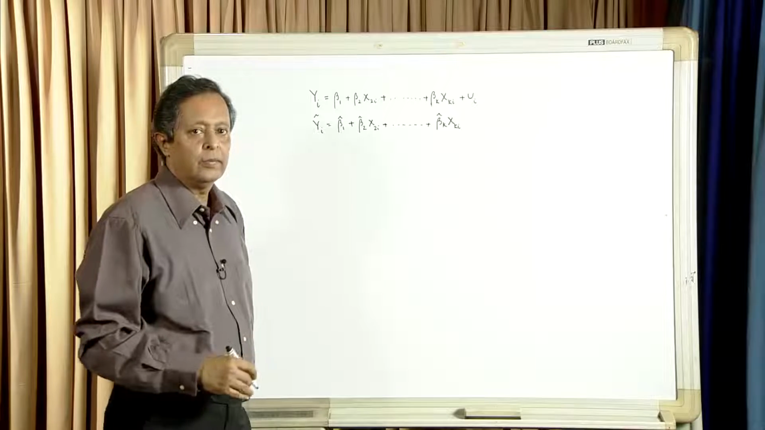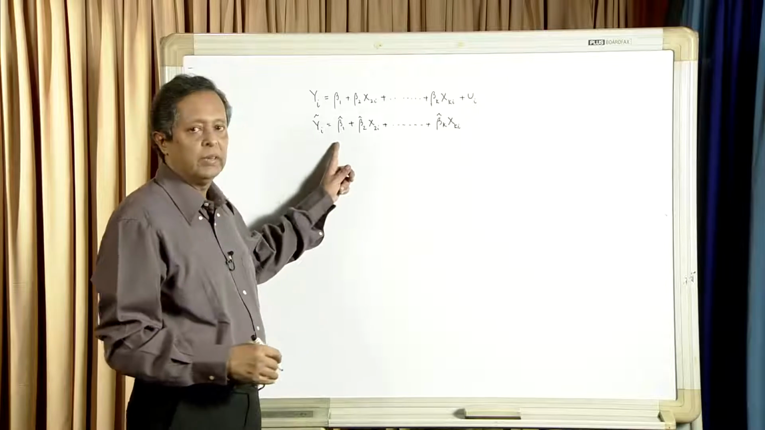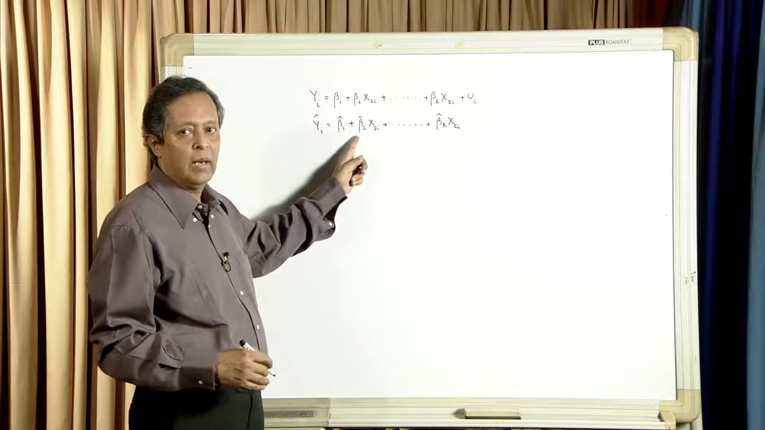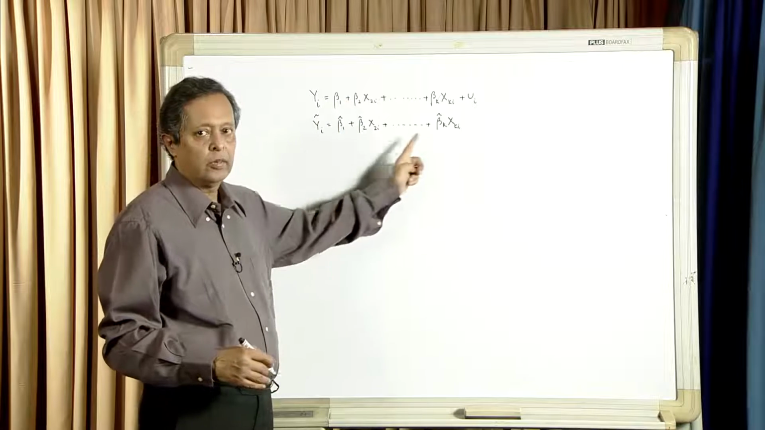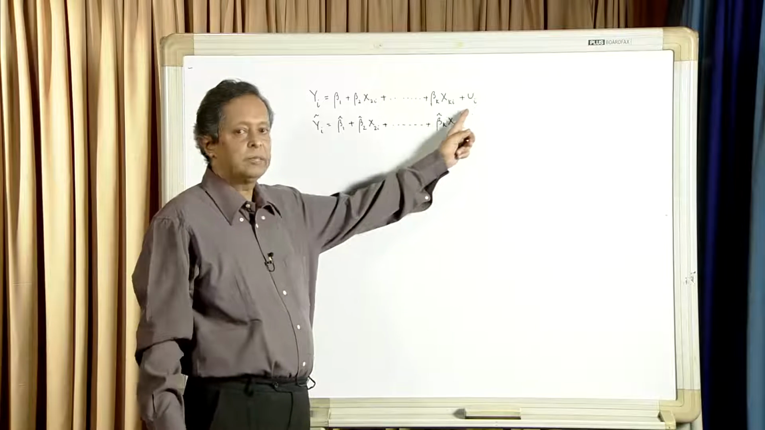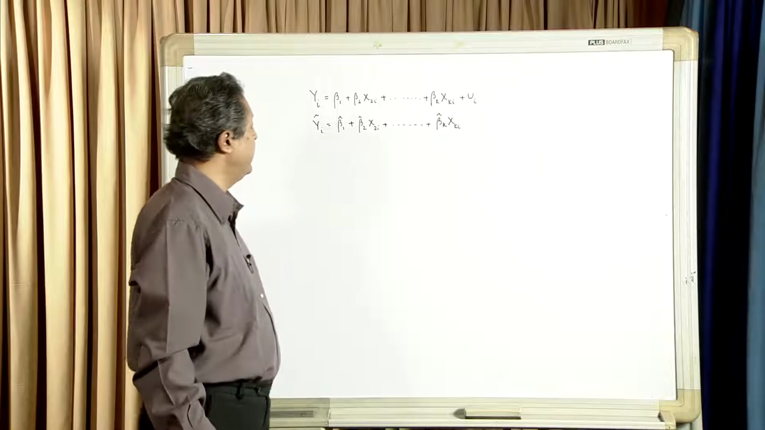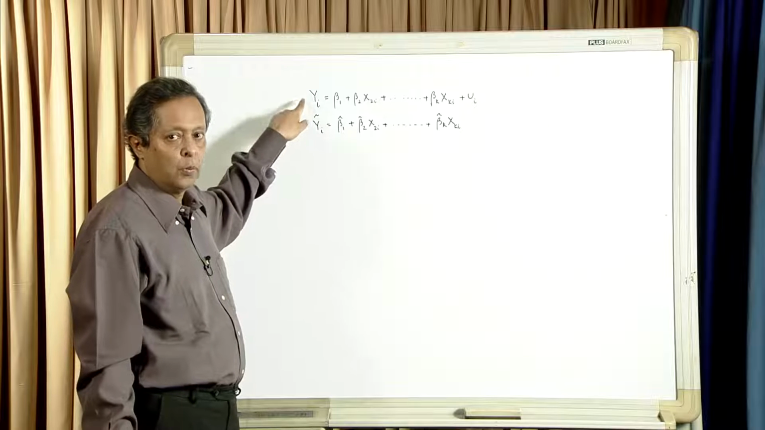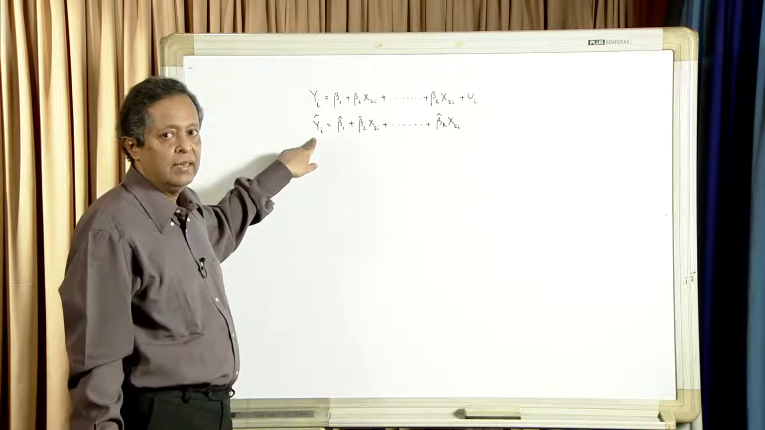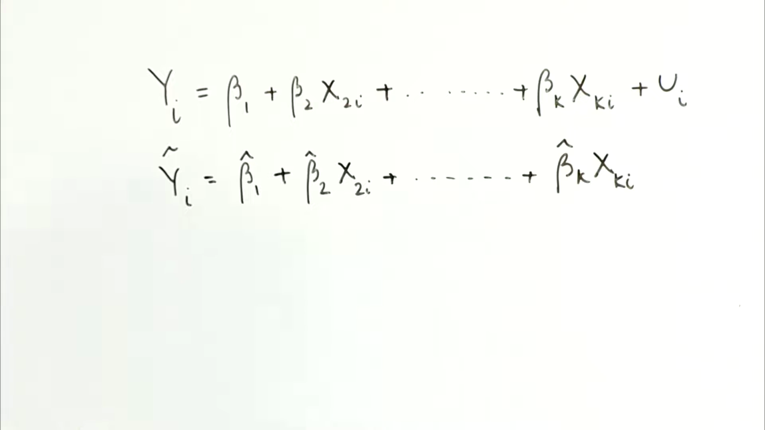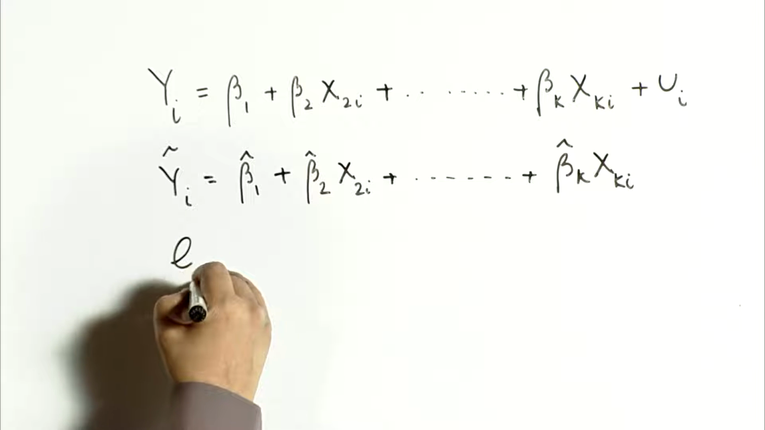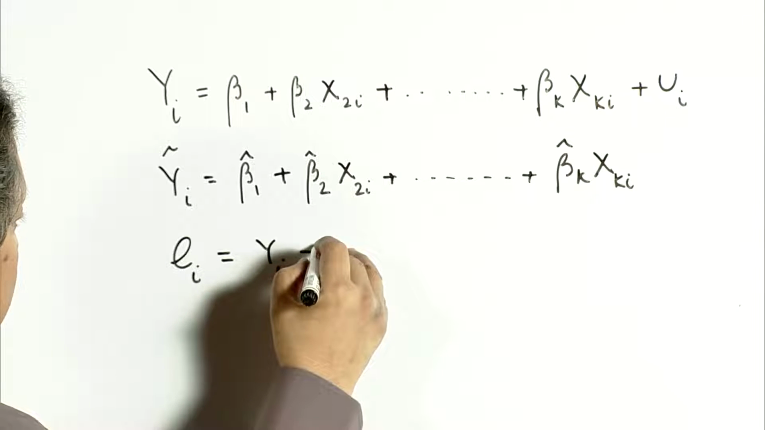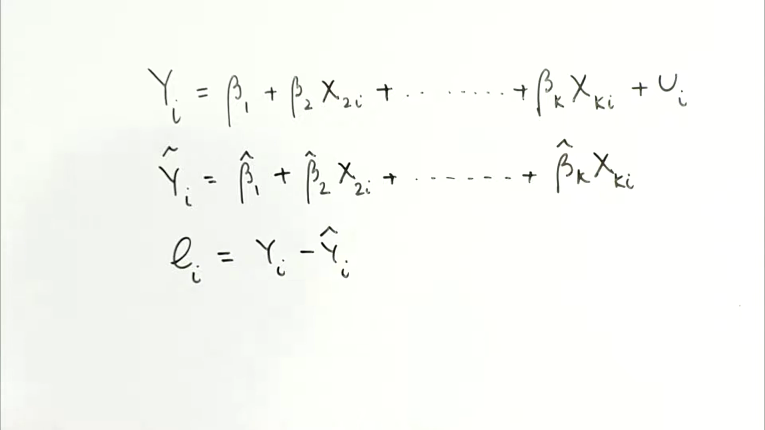As you can see, each of the parameters is now put with a hat. So, beta 1 hat is the estimate of beta 1, beta 2 hat is the estimate of beta 2, and so on and so forth. And as you already know, the random disturbance term cannot be estimated. So, yi is the original or observed value, y hat i is the estimated value. Naturally, there is an error of estimation given as ei equal to yi minus y hat i.